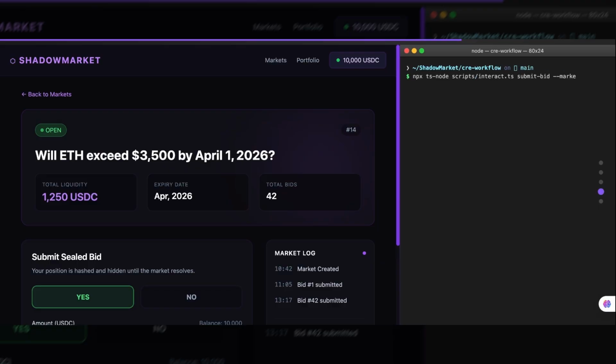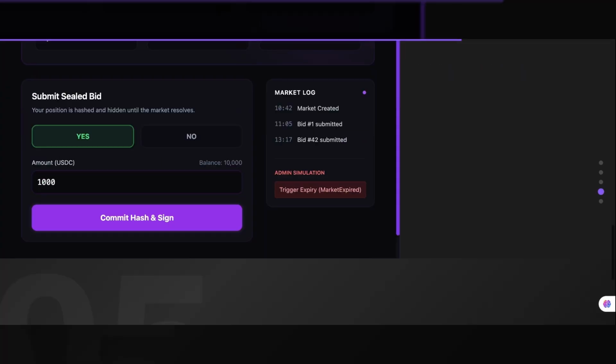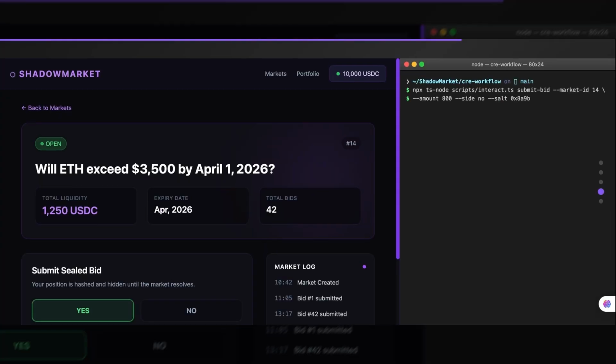Now it's our turn. We predict yes, inputting 1,000 USDC. We submit our sealed bid and confirm the transaction in our wallet. Our position is hashed with a secret salt and stored securely on Sepolia. Fast forward to market expiry. The admin, or time-based keeper, transitions the market to the resolving state. The reveal phase has begun.